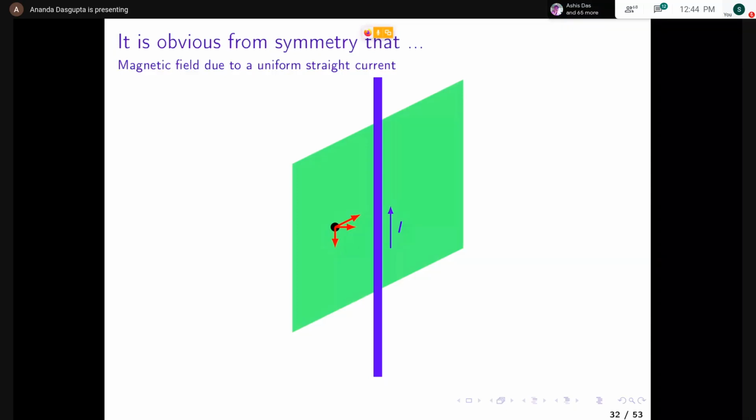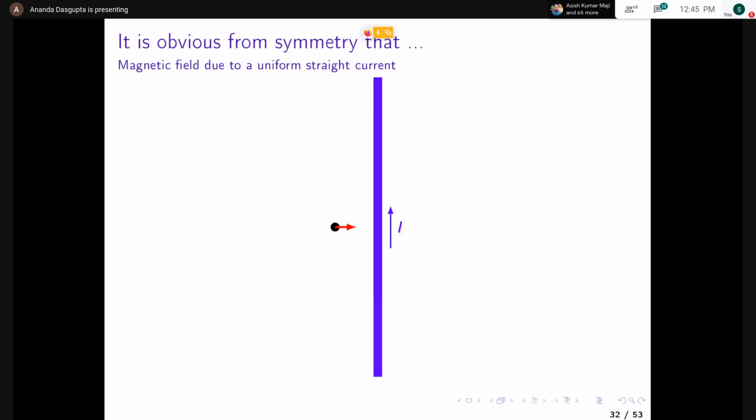Because you should not be able to tell whether you have reflected or not, both the components in the plane must vanish. And so the only component present, of course my perspective is a bit skewed in this picture, is really cross radial. It's perpendicular to the circle that you draw, along the tangent to the circle. So that's the argument from symmetry.